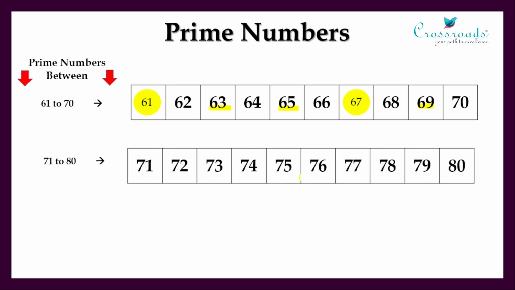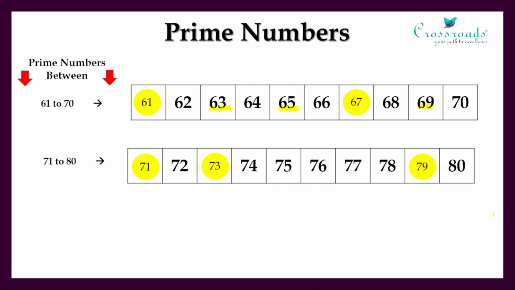Moving further, 71 to 80. So which are the prime numbers here? 71, 73, and then 79. We have three prime numbers in this range. 72, 74, 76, 78, and 80 are all even numbers, multiples of 2, hence they become composite numbers.